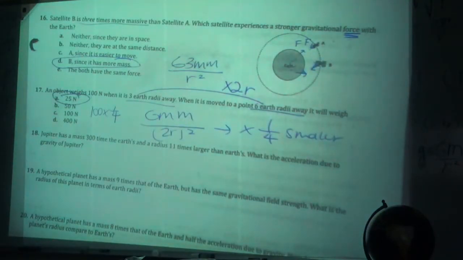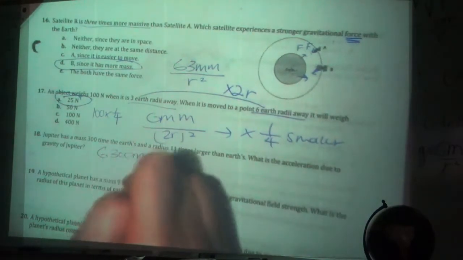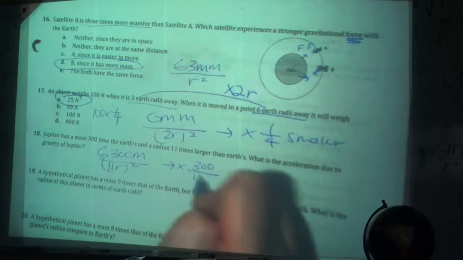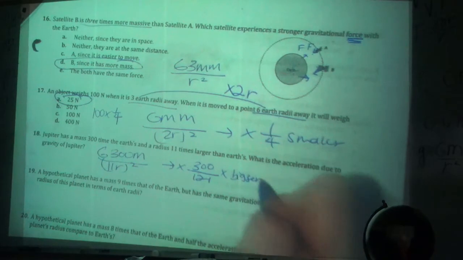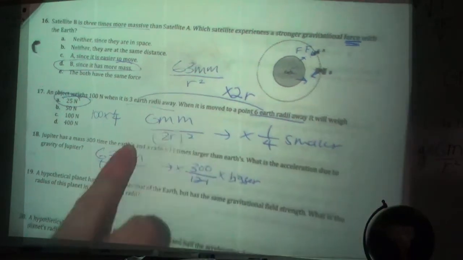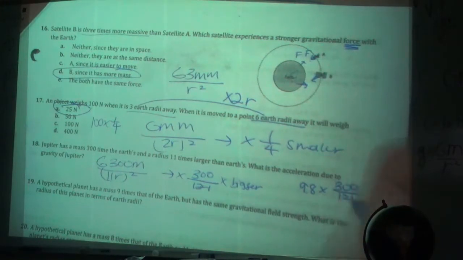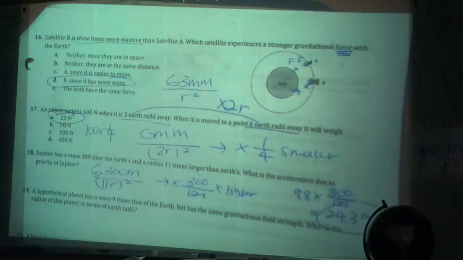Jupiter has a mass of 300 times the Earth and a radius 11 times larger than the Earth's. What's the acceleration due to gravity? This is a what-would-happen problem. 300 times the mass, 11 times the radius. That's 300 over 121, and that's how many times bigger the acceleration is going to get. I want to know what the actual acceleration is. Well, I'm comparing it to Earth, and Earth's acceleration is 9.8. So you just multiply, and you get 24.3 meters per second squared as your new g.